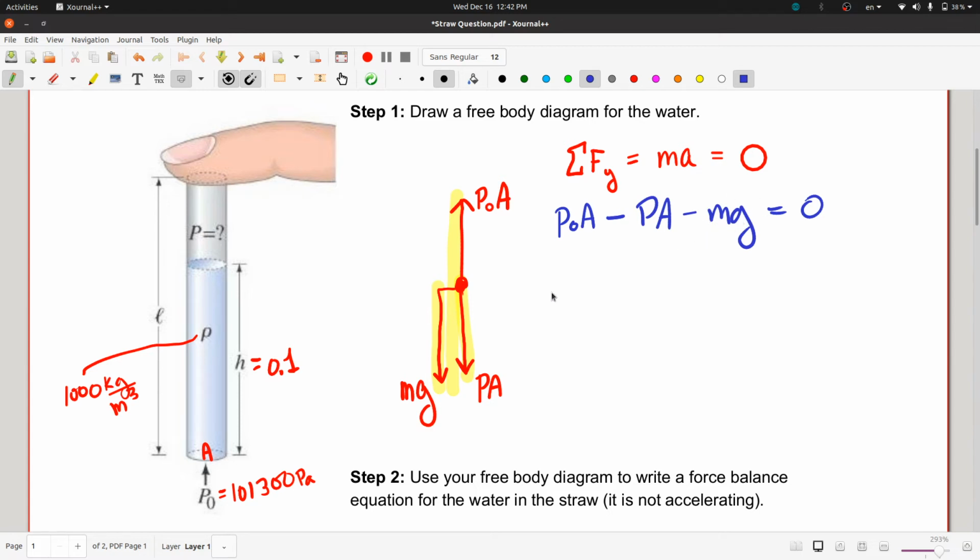Now, how do I figure out this m? Well, I know that mass is related to density. What is density? It's equal to the mass divided by the volume. So that means mass is density times volume. So mass will be that density, remember we're using the Greek letter rho here, times the volume. Now what is the volume of the cylinder? It is the height of the cylinder times the cross-sectional area. So rho A h. That is the mass.